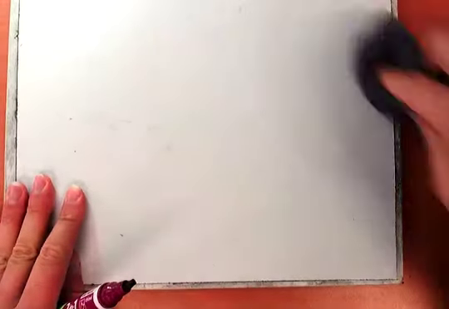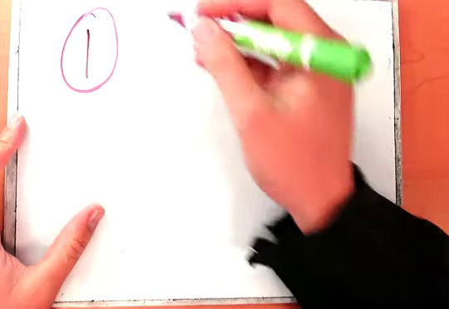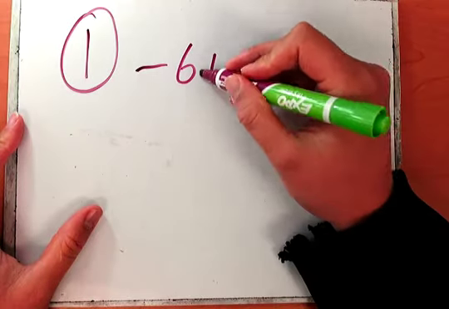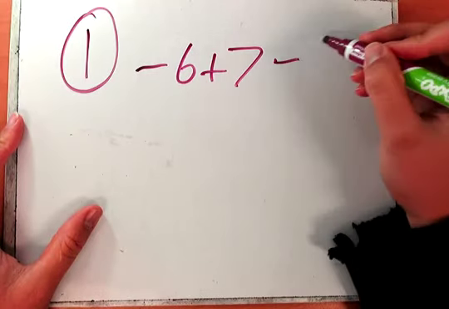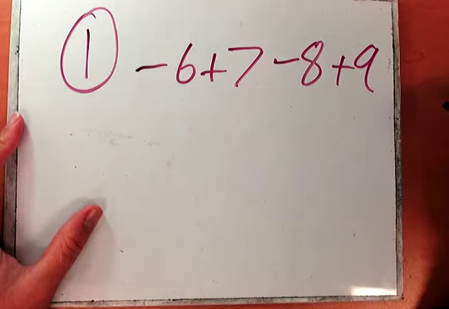Things have been getting a little bit more challenging over time, and this new set of questions is adding to your previous knowledge. So there's a little bit more complexity, but I'm sure everybody can handle it. So question one. We've got negative numbers here and positive numbers. Negative 6 plus 7 minus 8 plus 9. So what do we do with something like this?